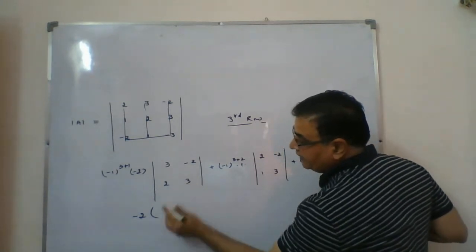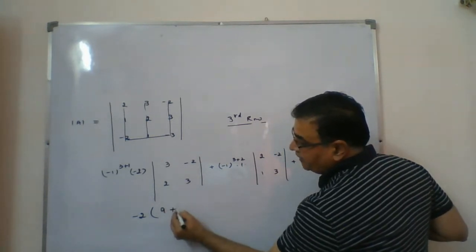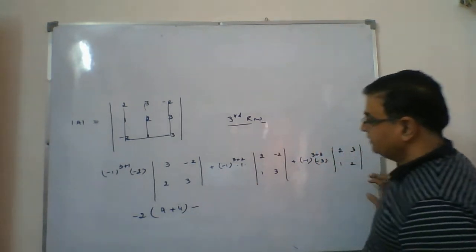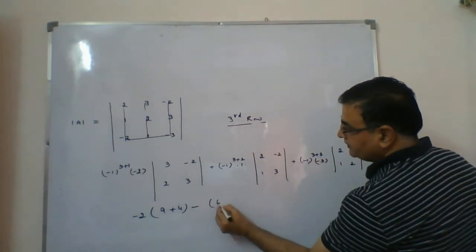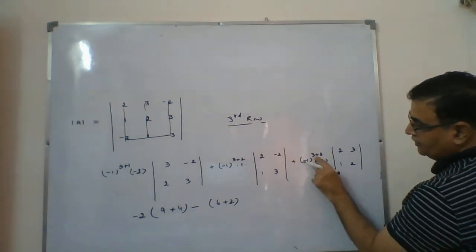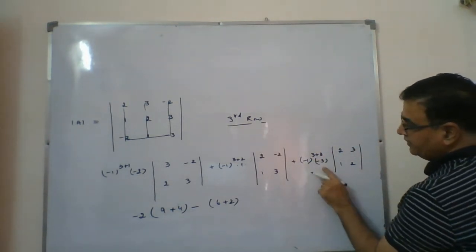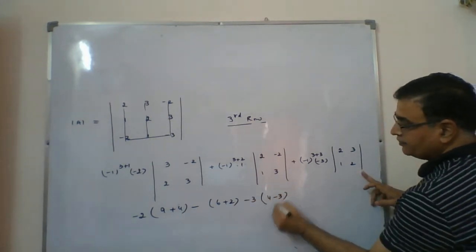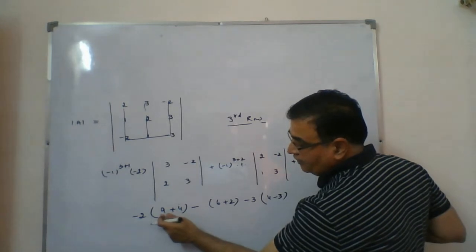Then it will be 9 plus 4. Then this is minus again. This will come 6 plus 2. Then it will come out to be 3 3 6. So it is plus again, and left is minus 3, and this will be 4 minus 3. So 9 and 4, 13.